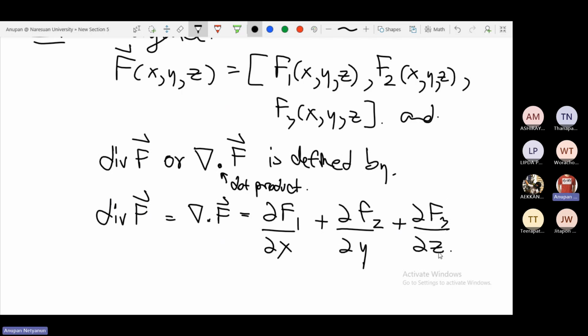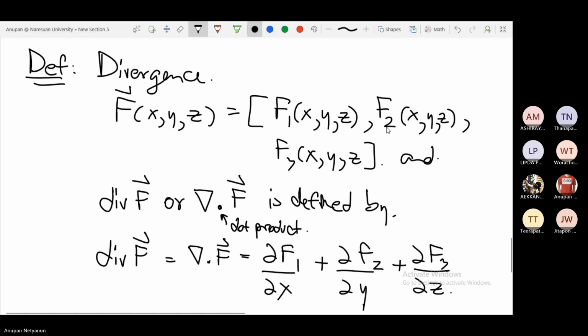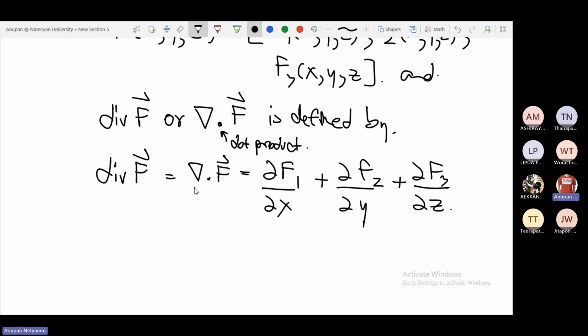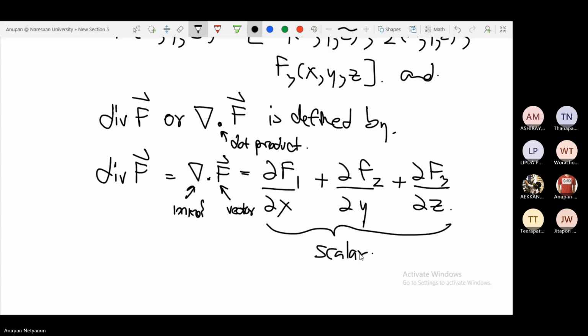Okay. Now, this one, you start from the vector function, and the divergence, which is the dot product. So that means this is a vector. But you know that the dot product of the vector came out to be a value or a scalar. So this has to be a scalar, a value, not a vector.